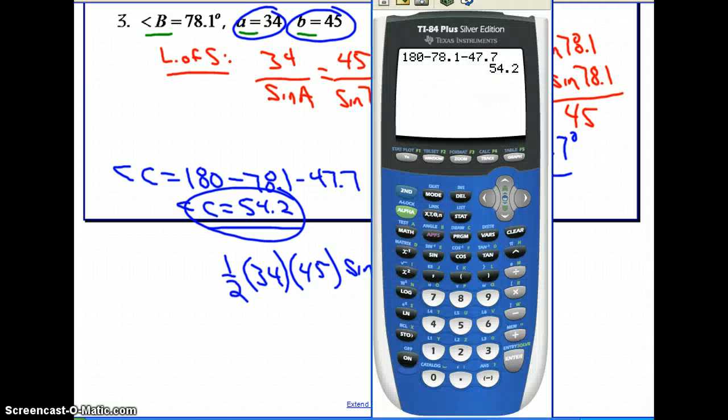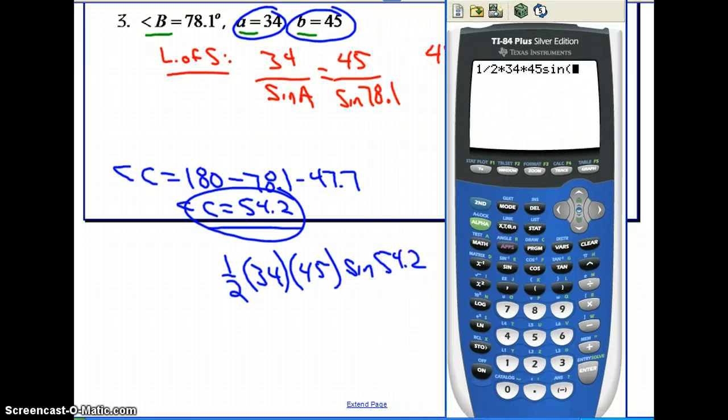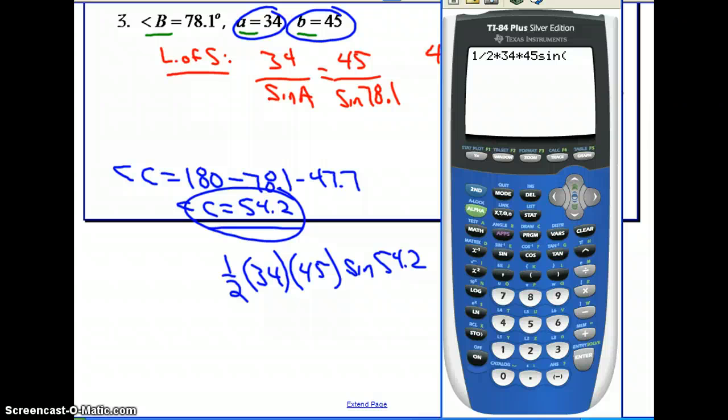And so after a little bit of work, it's kind of nice to have one of these be a challenge. After a little bit of work, we get our area. Let's get that area. So it's 1/2. We've got it times 34 times 45. And when I put the trig function next to a number, it means times. And so times the sine of 54.2.